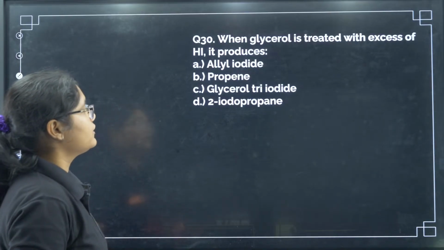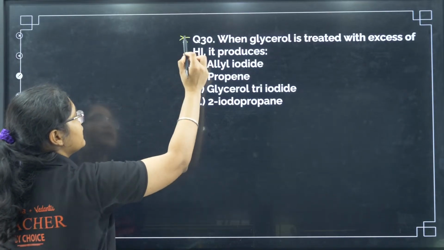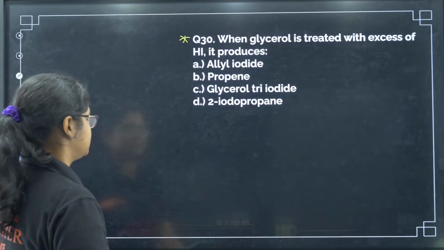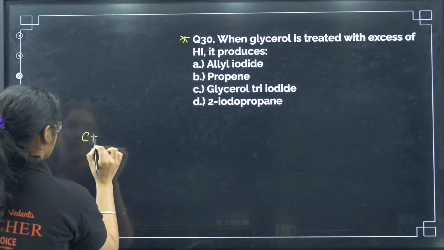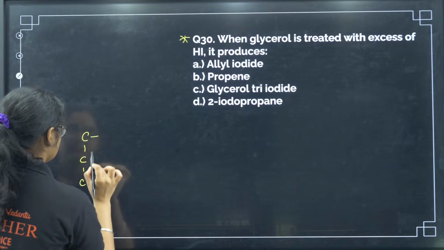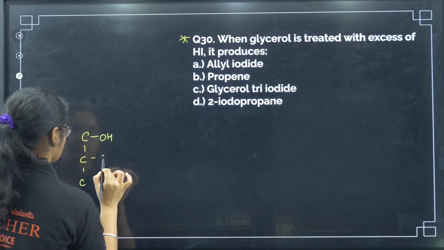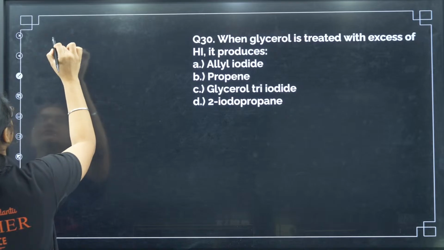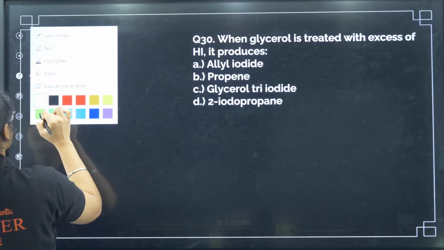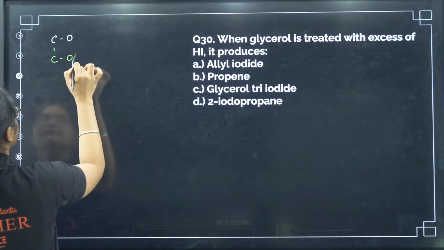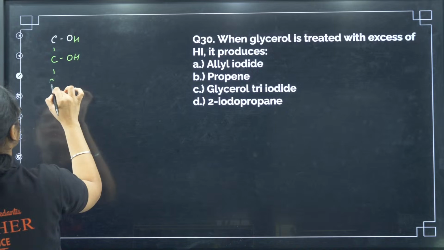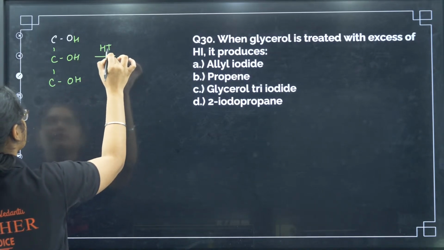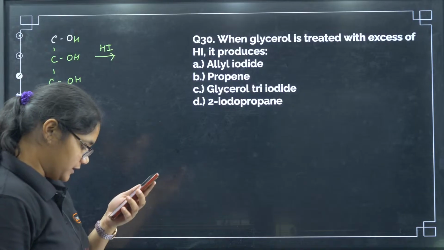Next, this is a very important question. When glycerol is treated with excess of HI, it produces what? So if you have glycerol, I'll write it at the top, like this, and you are treating it with excess of HI. So what will be the product here?